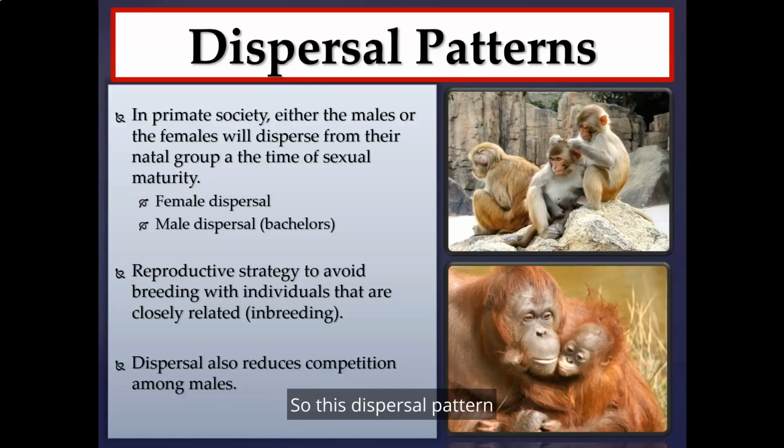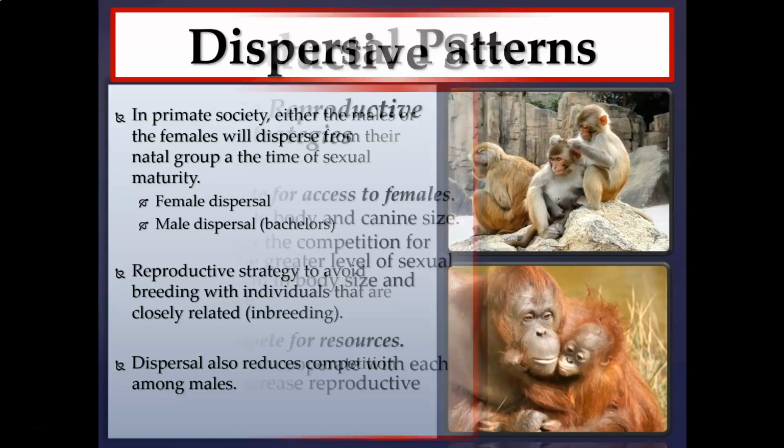So this dispersal pattern is essentially a reproductive strategy to avoid breeding with individuals that are too closely related, also known as inbreeding, and dispersal will also serve to reduce competition amongst males, especially in those groups that are highly competitive for access to females, like the one male, multi-female groups, and also the multi-male, multi-female groups. Once the males start reaching sexual maturity, they could potentially come into direct conflict with the dominant male of the group. So dispersal prevents inbreeding as well as reducing competition and violence amongst primate society.